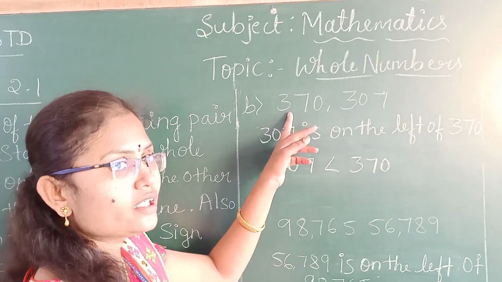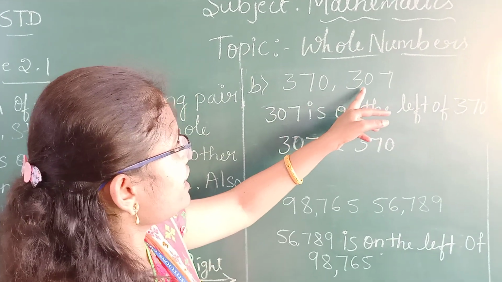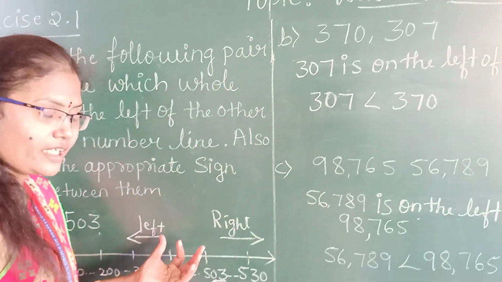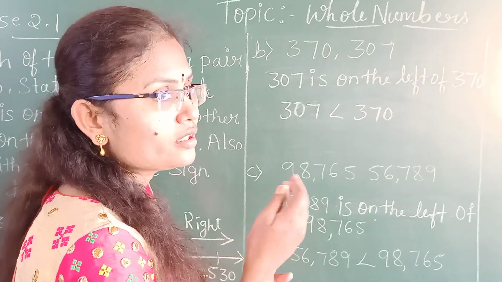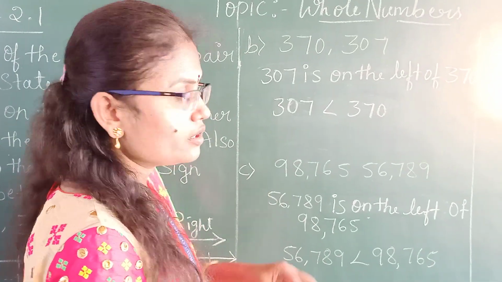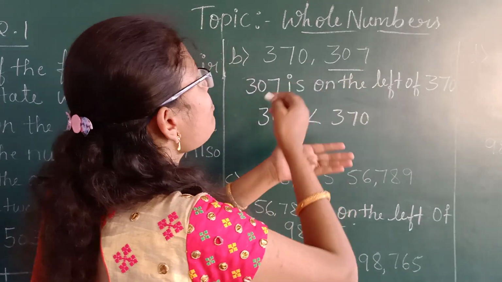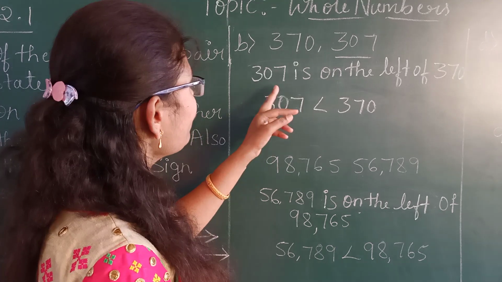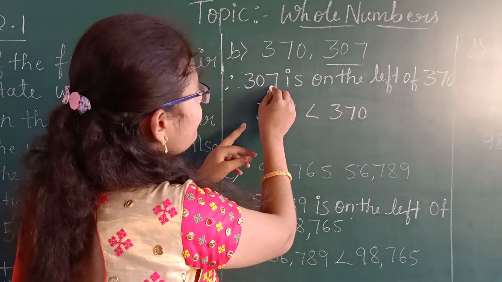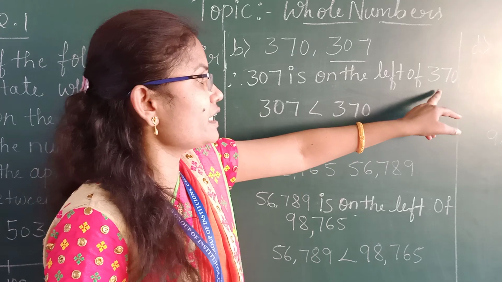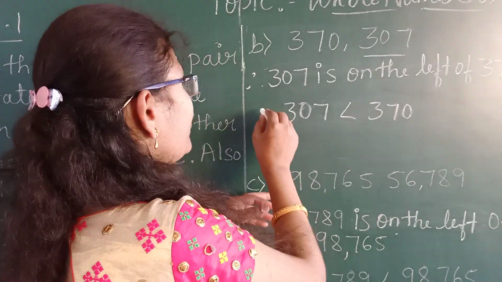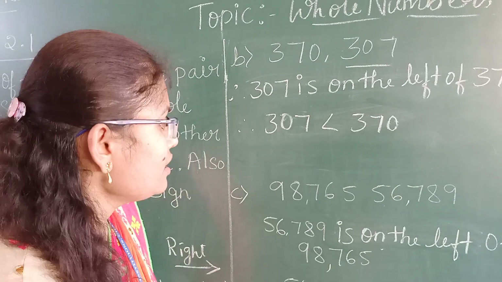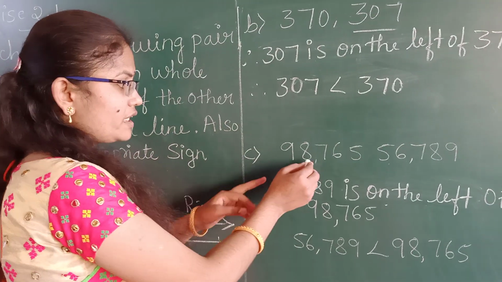They have given 370 and 307. By observing itself, we can say, as I have already explained, that the smallest number comes left of the greatest number. You can observe here 307 is the smallest number compared to 370. Therefore 307 is on the left of 370 on the number line, and therefore 307 is lesser than 370. We will move on to the next problem.